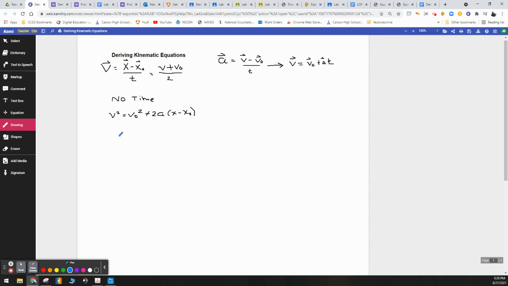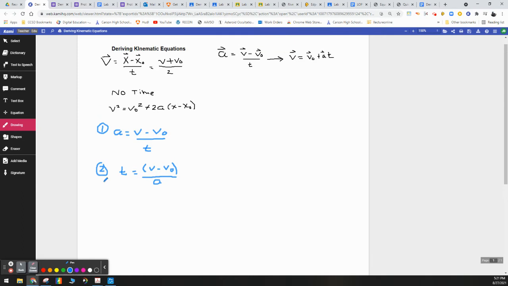We'll say that a is equal to v minus vo divided by t. So this would be step number one. We want to solve this for t. So t is going to equal v minus vo, in parentheses, divided by a. So there's our step 2 here.